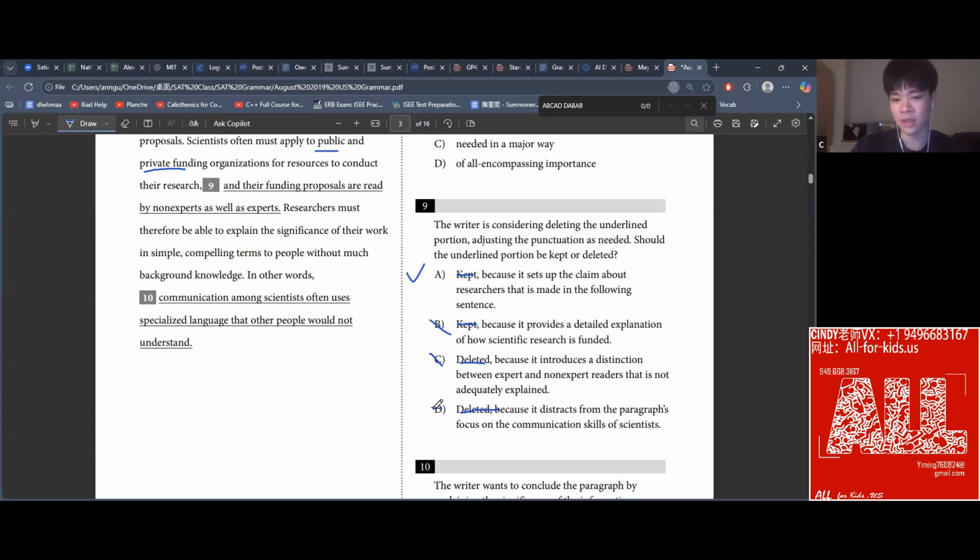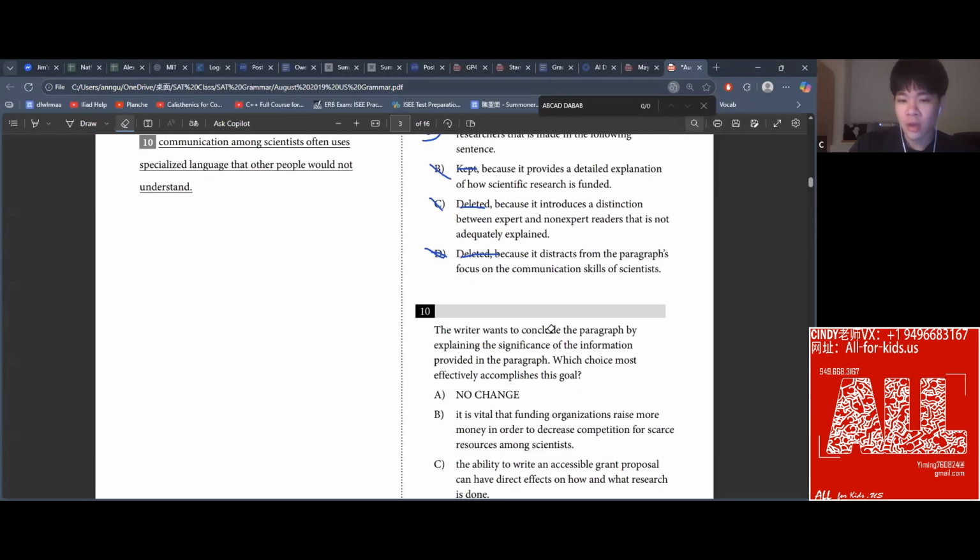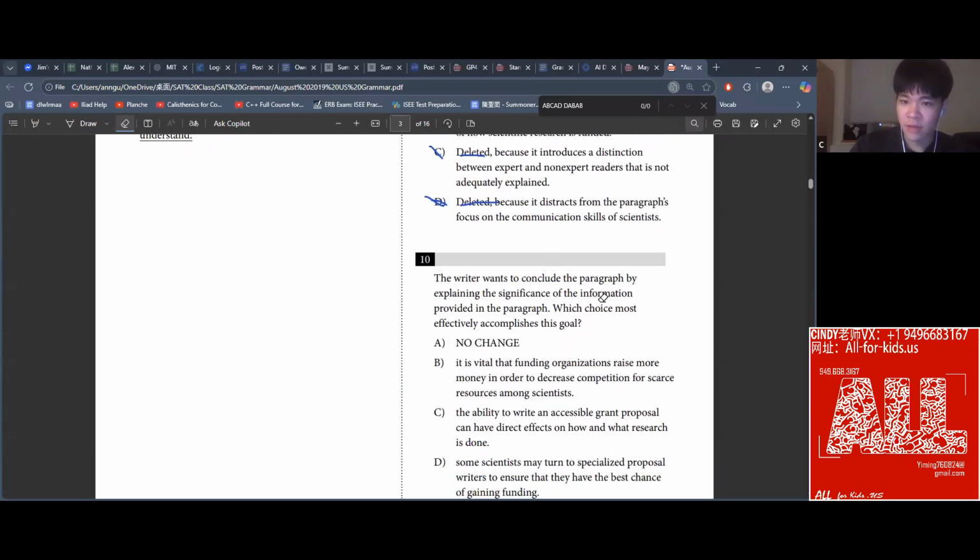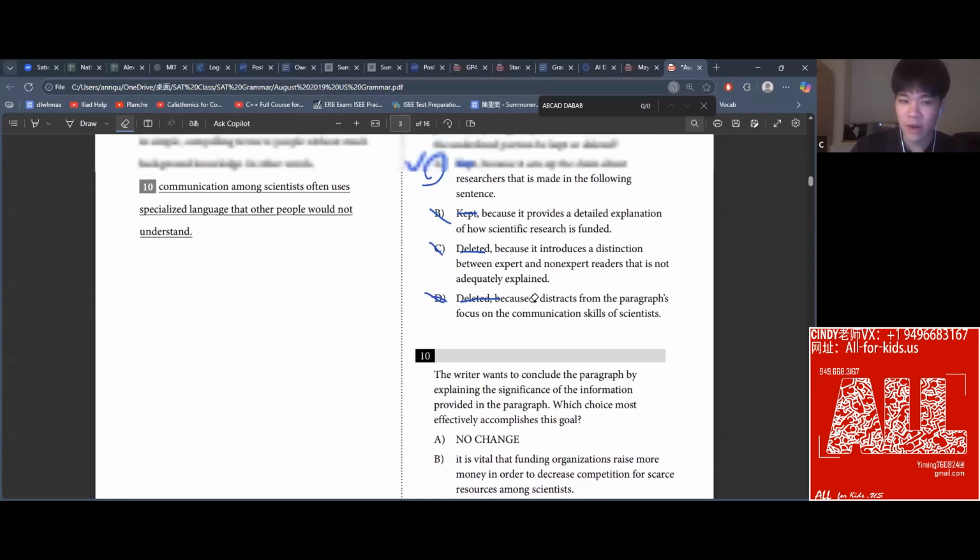No, it doesn't. It's a continuation of that. It doesn't distract from it. So the answer is A. But even though initially my intuition is that it seems to not be related, like you don't want to add that, the sentence afterwards does suggest you need to have that information there. I'll conclude the paragraph by explaining the significance of the information provided in the paragraph.